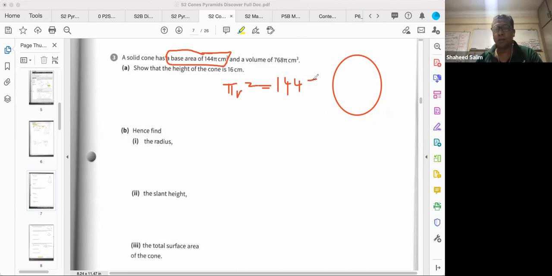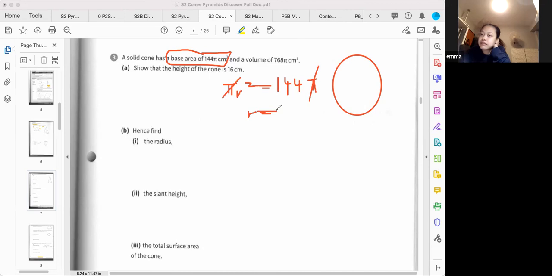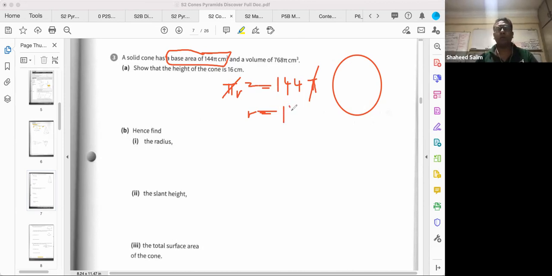So I'm going to cancel the pi. I get r squared equals 144. What is r? You can find it straight. Well, 12, yeah. So you have found 12.